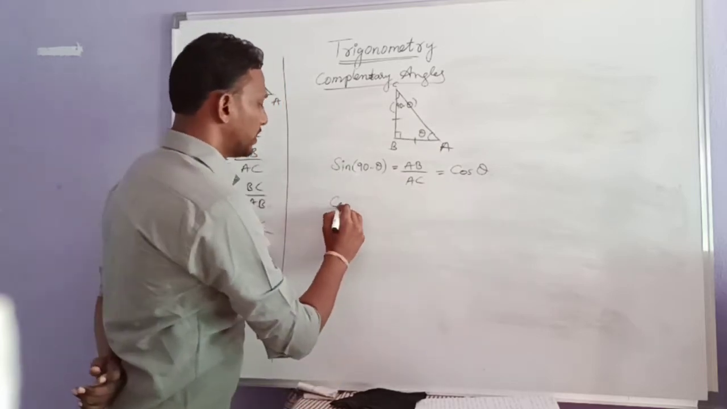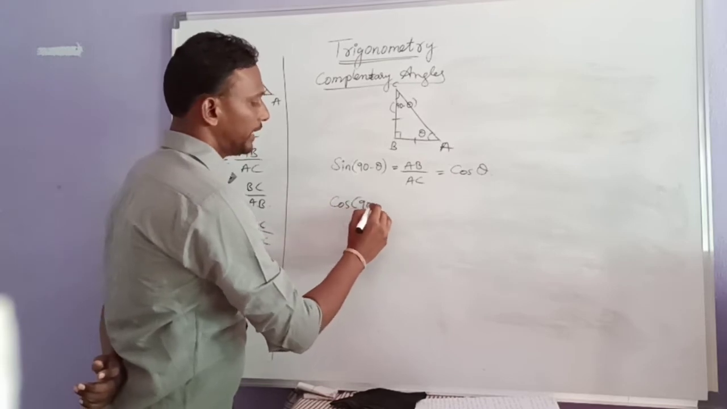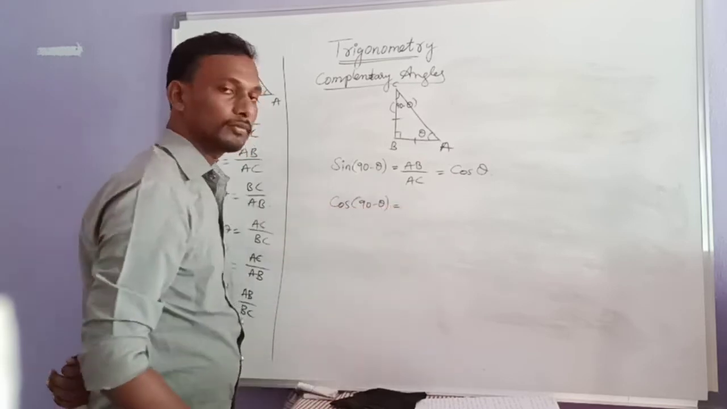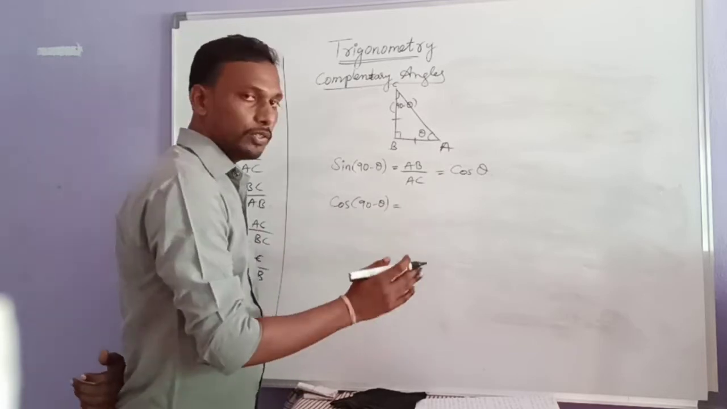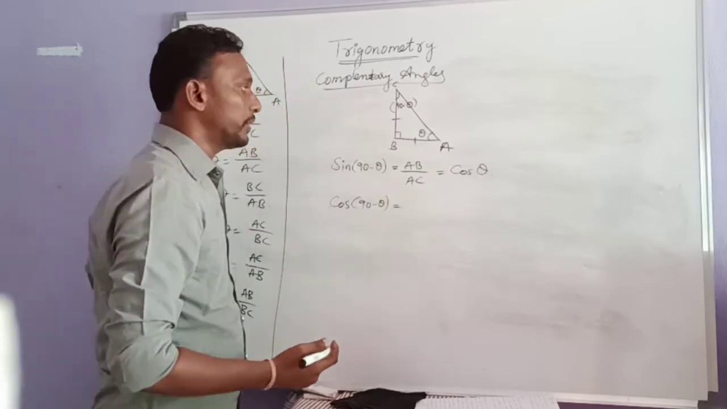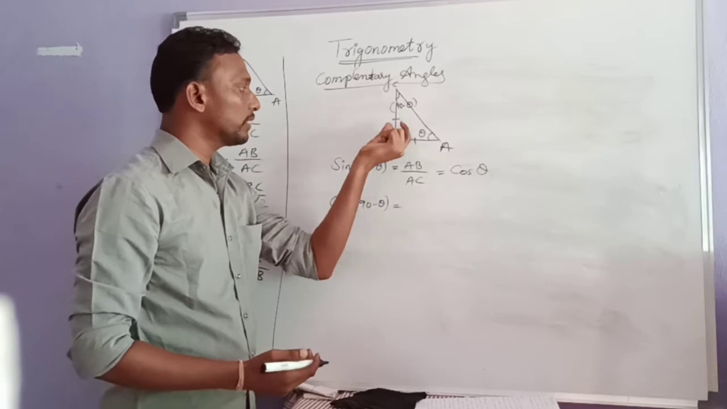Next, consider cos 90 minus theta. Okay, cos means adjacent side by hypotenuse. From here the adjacent side is BC.